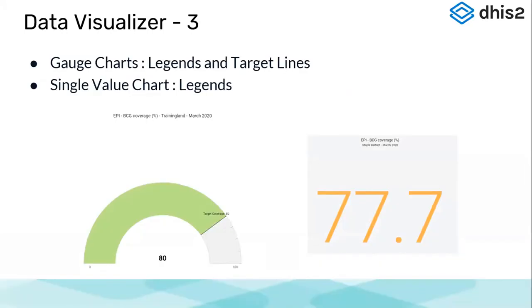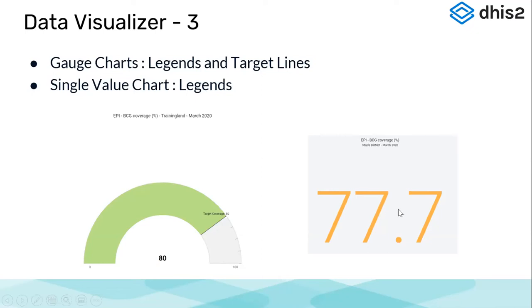And in addition, there are these gauge charts and single value charts. Now, a new addition in version 2.34 is that in gauge charts, we can now set the legends, so you can see this chart color has been changed, and also you can set target lines. So for example, the target coverage is 80, and this can be set for the gauge charts with this new functionality. And also in 2.34, for the single value charts, we can now set legends.